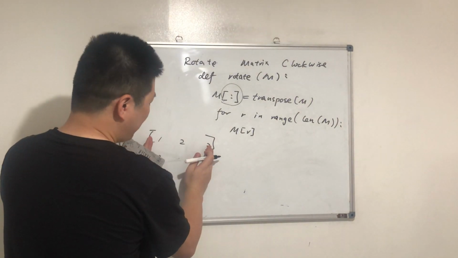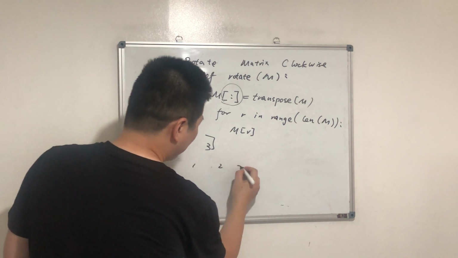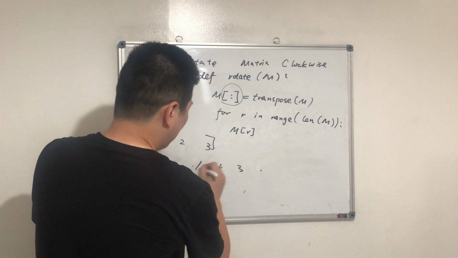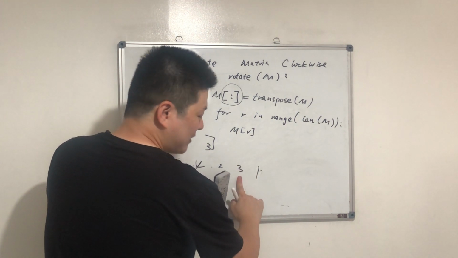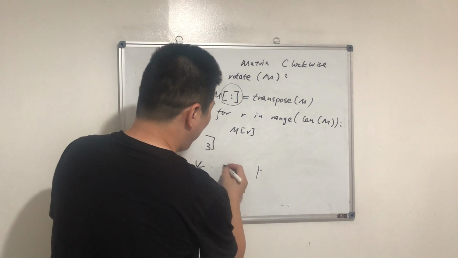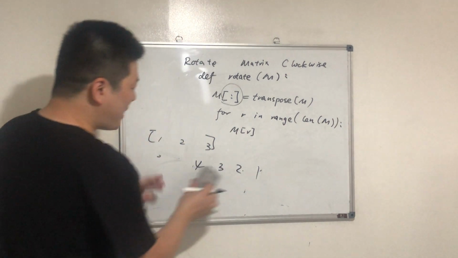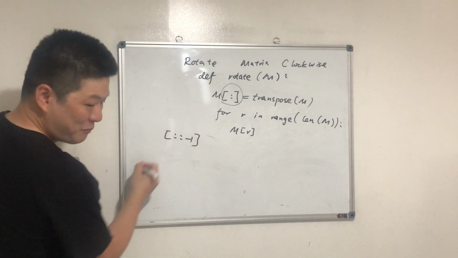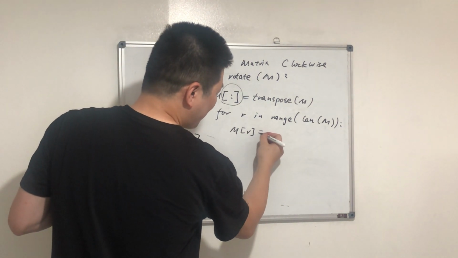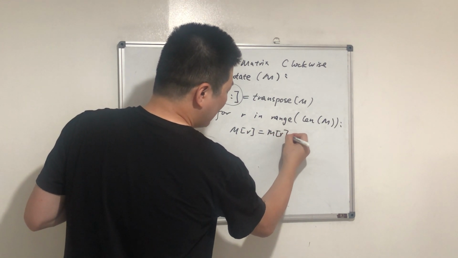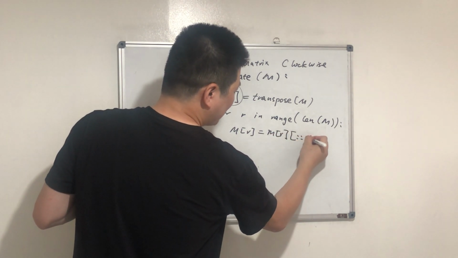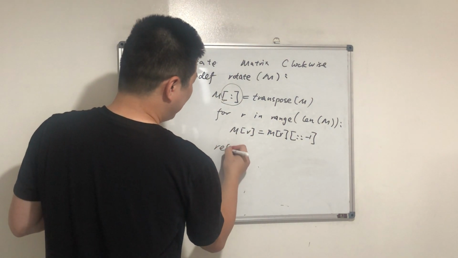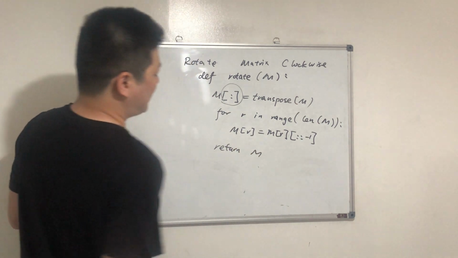Look, exchange 3 and 1. Let's say 1, 2, 3, 4: exchange 4 and 1, then move inward together and exchange 2 and 3, until they meet, right? Got it? But in Python we can also use this thing, colon colon minus 1, remember? So MR equals MR colon colon minus 1. That means I want to reverse this. Okay? And return M. That's it.